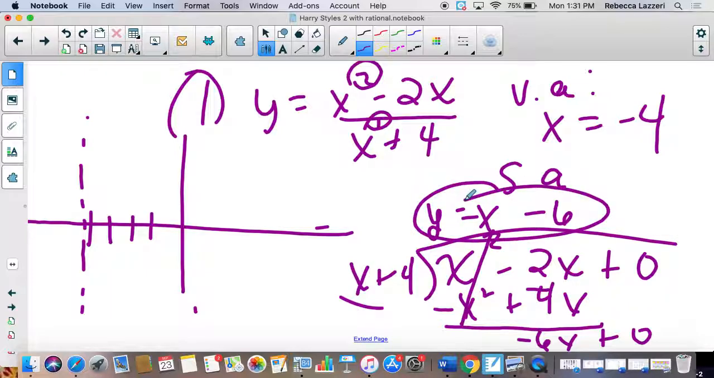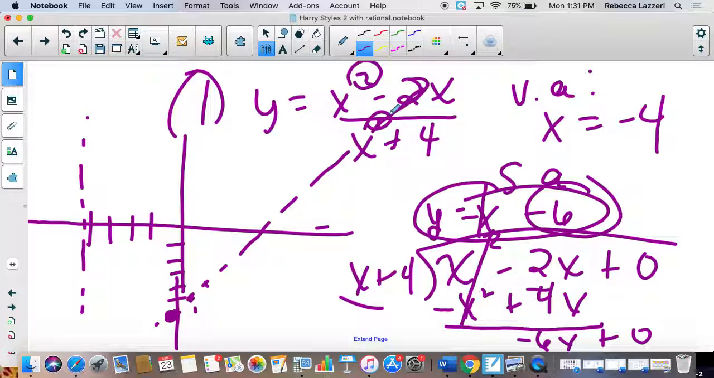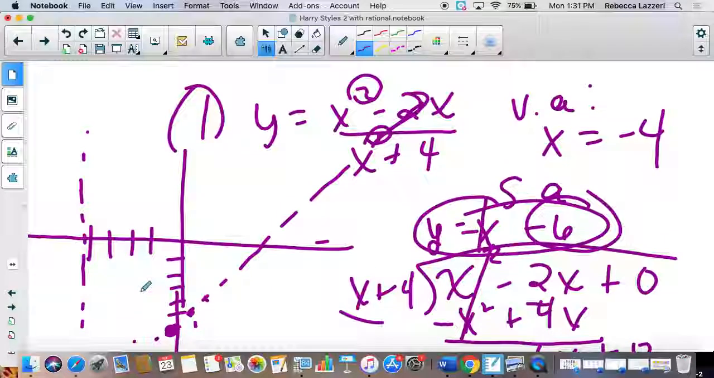Let's draw that in. Y is equal to x minus 6. 1, 2, 3, 4, 5, 6. Reminder of graphing lines: -6 is my y-intercept. My slope is up 1 over 1, up 1 over 1. So it's like follow me off this way. I don't know why I drew that so big.